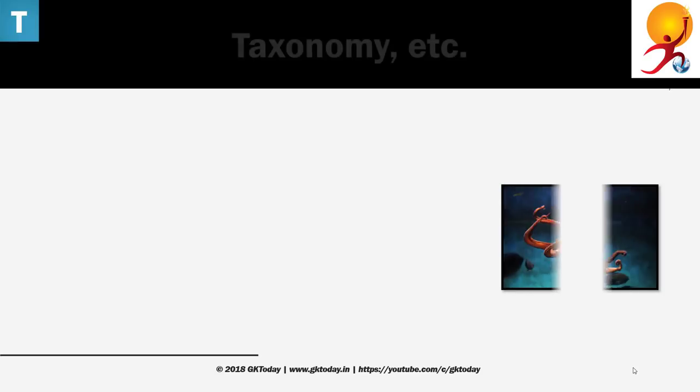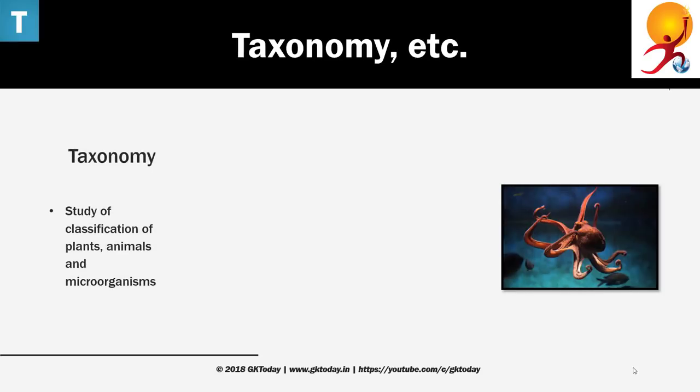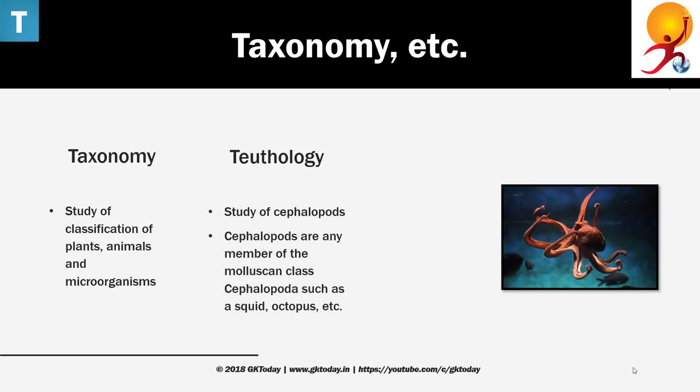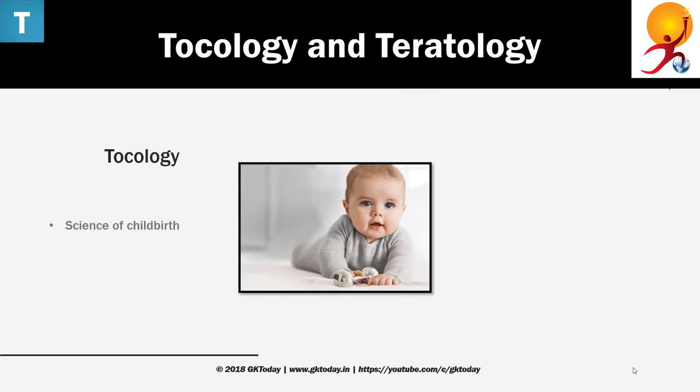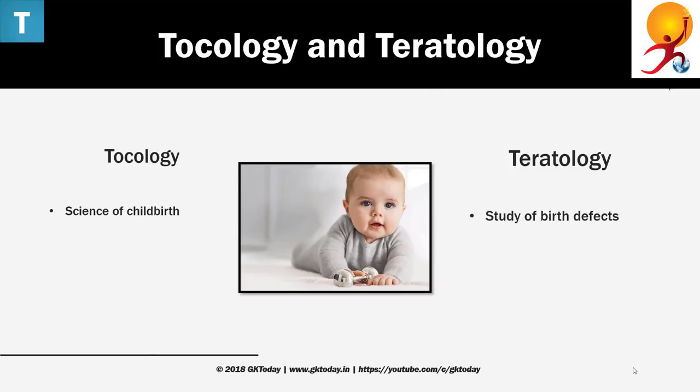Coming to T. Taxonomy is the study of classification of plants and animals and other microorganisms. So anywhere you find the word taxo or taxi, it usually refers to classification. Teuthology is the study of cephalopods. Cephalopods are organisms of the molluscan class cephalopoda, such as squid, octopus, etc. Theriology is the scientific study of mammals, very similar to mammalogy. Tocology is the science of childbirth, and teratology deals with birth defects.